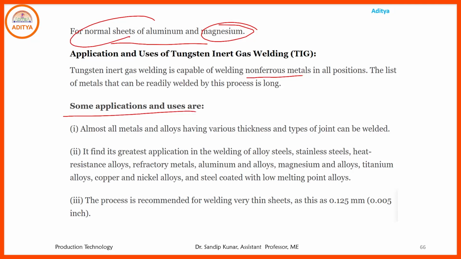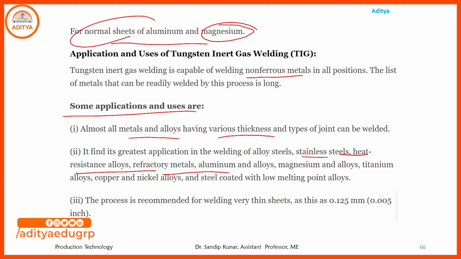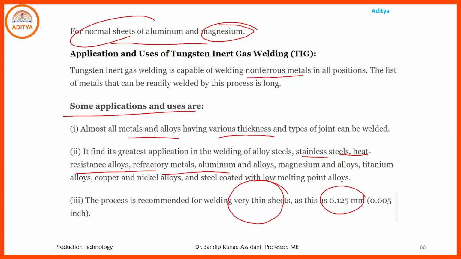Some applications and uses are as follows. Metals and alloys of various thicknesses and types of joint can be welded using this process; it is easily suitable. It is also used for welding alloy steel, stainless steel, heat resistant alloy, refractory metals, aluminium, magnesium alloy, titanium alloy, copper, nickel-based alloy, and steel coated with low melting point materials. This process is also recommended for very thin sheets, about 0.125 millimeter, and up to that thickness we can weld easily using this operation.